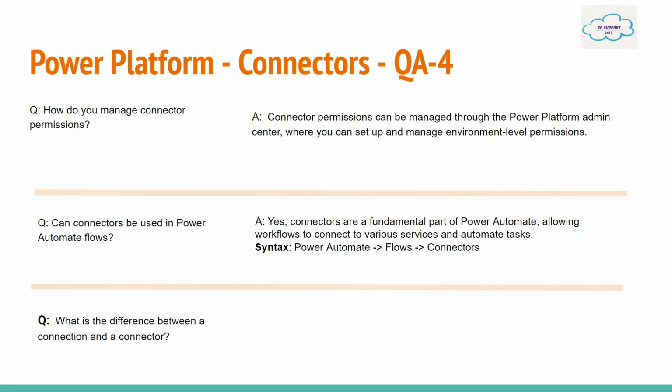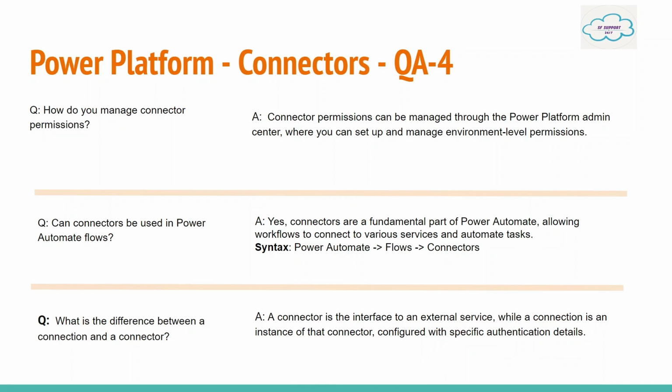Question: what is the difference between a connection and a connector? A connector is the interface to an external service, while a connection is an instance of the connector. You can think of a car, right? A car is like an abstract thing, and if you say a Ford car or a Benz car, it's an instance of the car, like that. A connector is an interface, a connection is the instance.